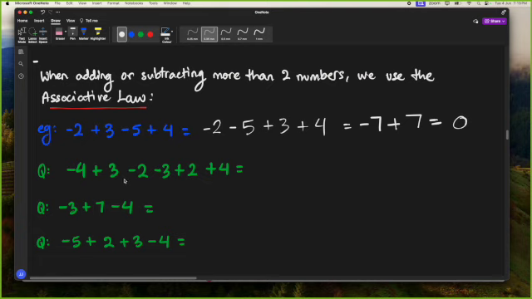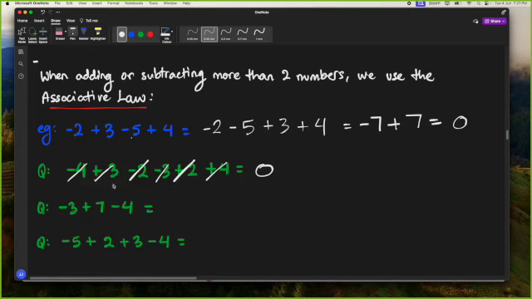The associative law says, look, I have a minus 2 here and a plus 2 here. And 2 minus 2 is 0, so these two cancel. Look, I have a plus 3 here and a minus 3 here. Well, 3 minus 3 is 0, so these 3's cancel. And you can see here, I have a plus 4 and a minus 4. Well, 4 minus 4 is 0, so these 4's cancel here. So the answer for this question is 0.